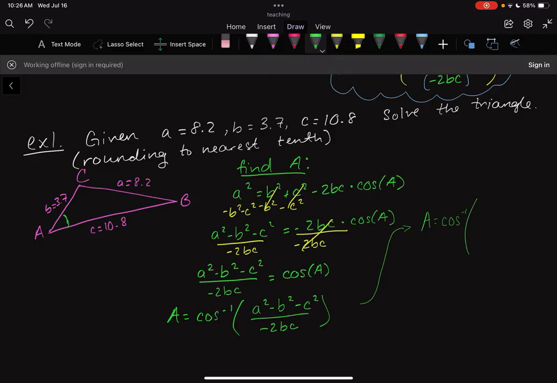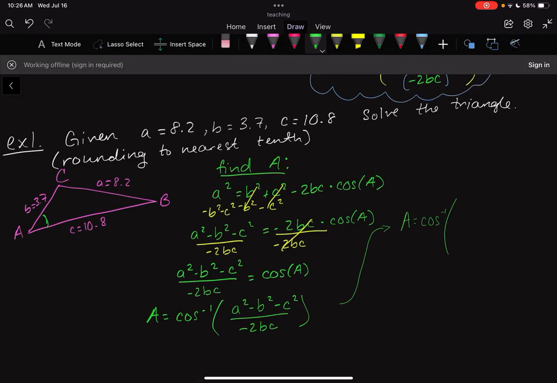Oh, I hope I have enough space. Whoops, I didn't really think about that. So A is 8.2 squared minus B, which is 3.7 squared, minus C, which is 10.8 squared, divided by negative 2 times B, which is 3.7, times C, which is 10.8. So like I said, I do recommend writing an extra parentheses for the numerator and also for the denominator. So that's exactly how I would type it in.